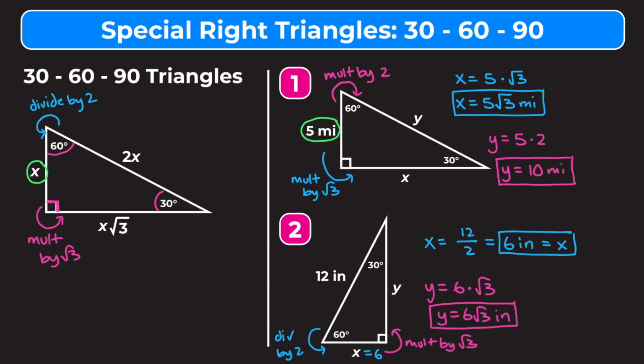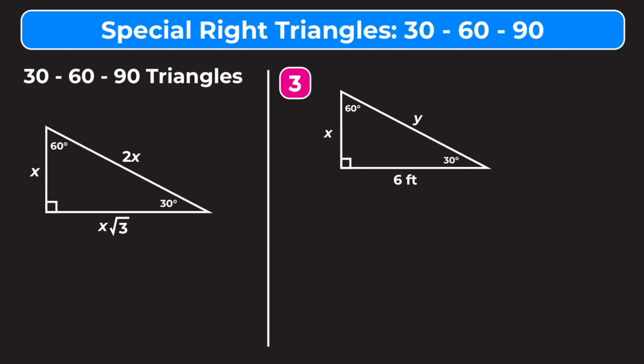Let's go through one more example where we're given the longer leg first. So for this last example, we are given the longer leg of our triangle. So remember, if we are given the longer leg or the hypotenuse, we have to find the shorter leg first. So we're going to go over to our diagram on the left and think about how we get from the long leg to the short leg. So the long leg is x root 3 and the short leg is x. So to get from x root 3 to x, you have to divide by the square root of 3. So that's what we're going to have to do here.